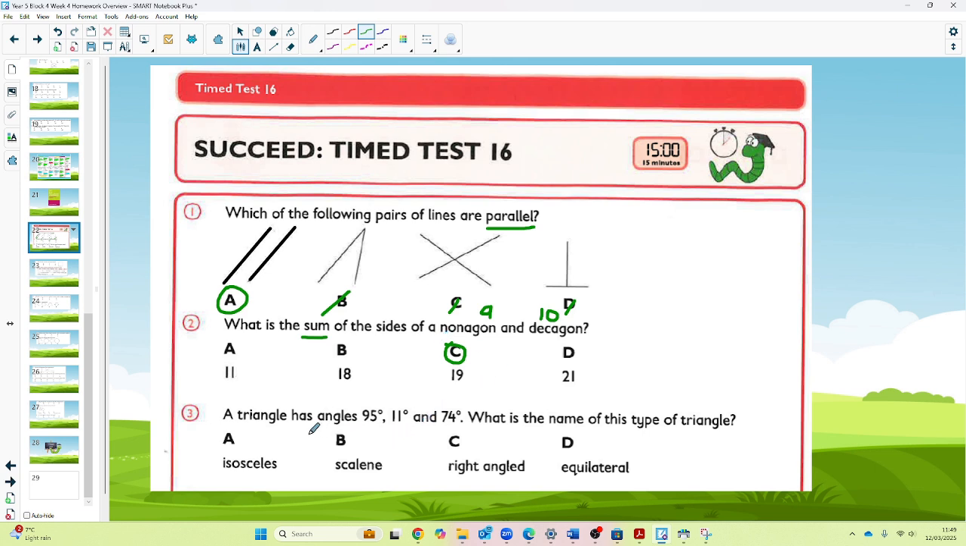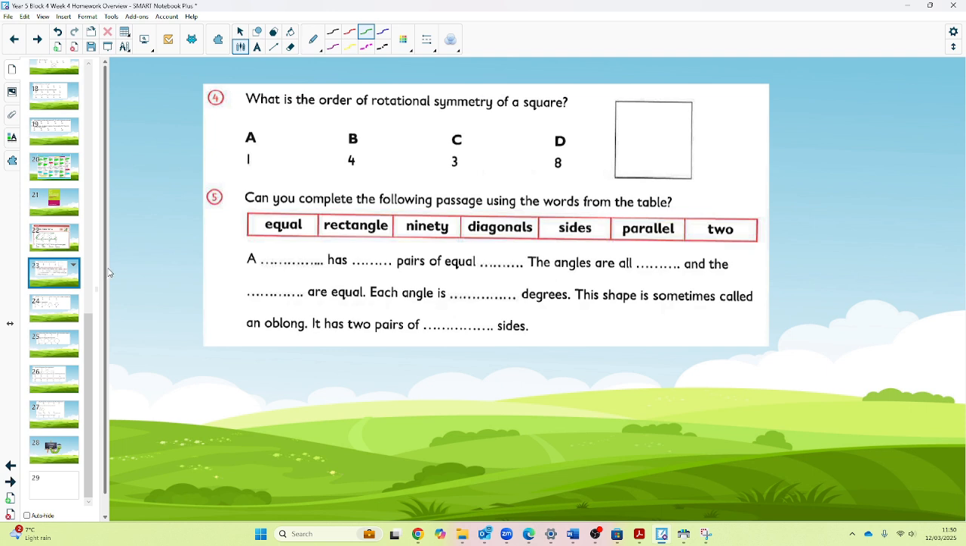Question 3. A triangle has angles 95, 11 and 74. What is the name of this type of triangle? Now, we've just been doing angles. I know we've talked a lot about interior angles, but to recognise the name of this triangle, we need to realise that all the angles are different: 95, 11 and 74. Therefore, it will be what we call a scalene triangle. So if the angles are all different, the triangle is referred to as a scalene.